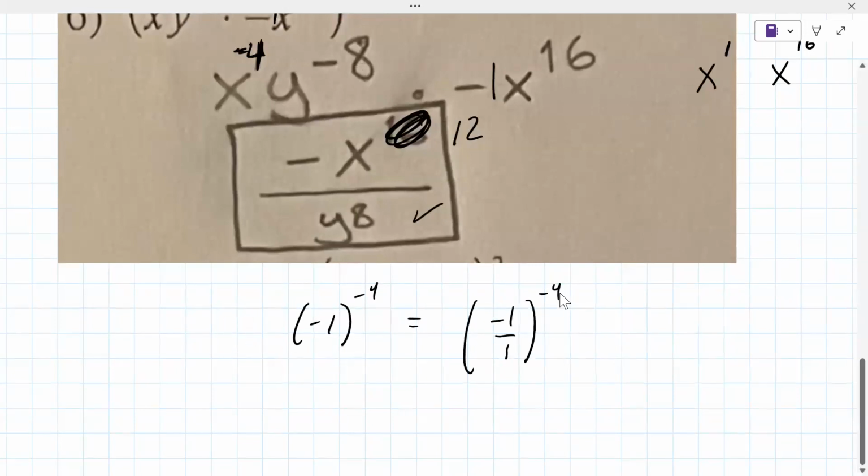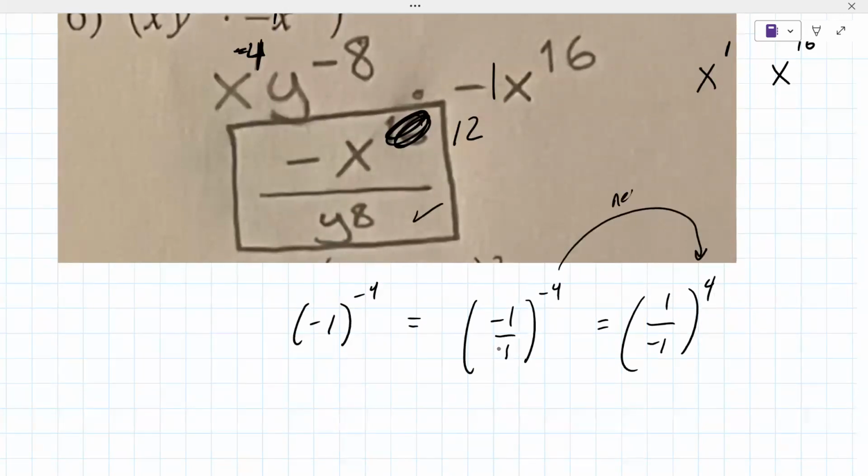And then what the negative exponent does is it flips the fraction. So this becomes 1 over -1 to the power of 4. That's what the negative exponent does. Okay. And then you're raising the top to the power of 4 and the bottom to the power of 4. Or you could simplify what's inside parentheses, and it's really -1 to the power of 4, which is positive 1.